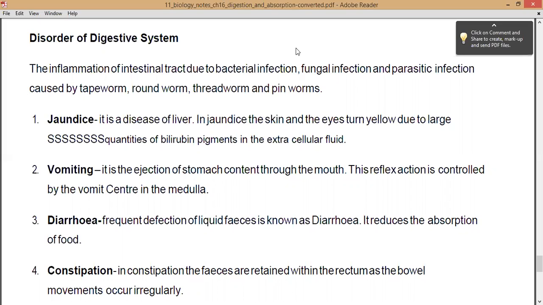Second is vomiting, right? Vomiting is the ejection of stomach content through the mouth.